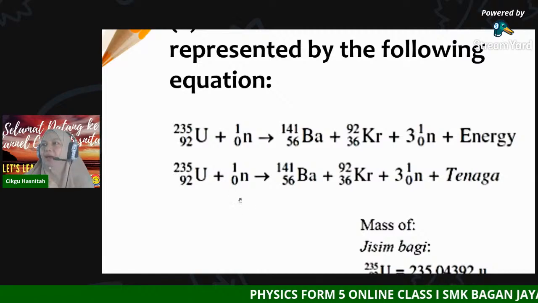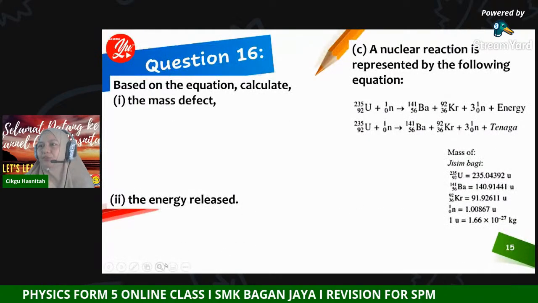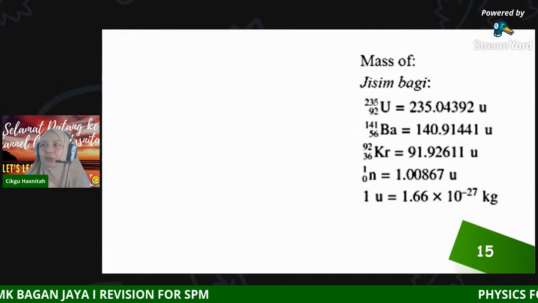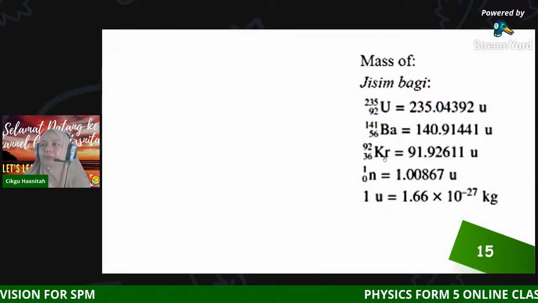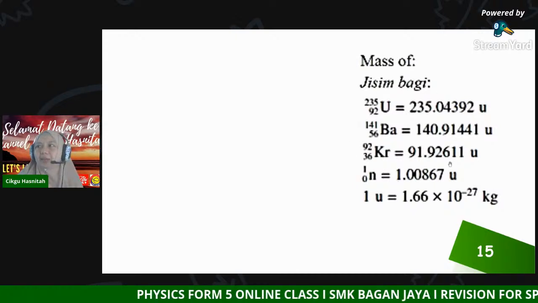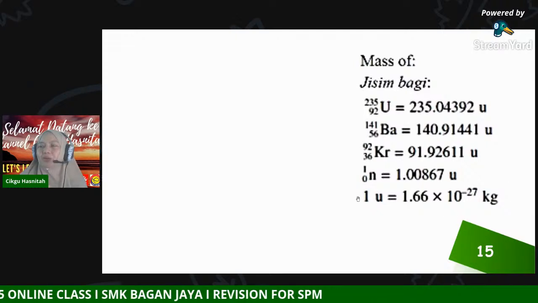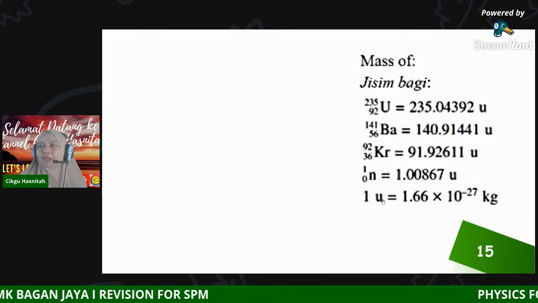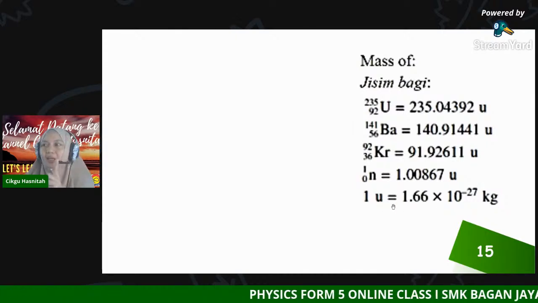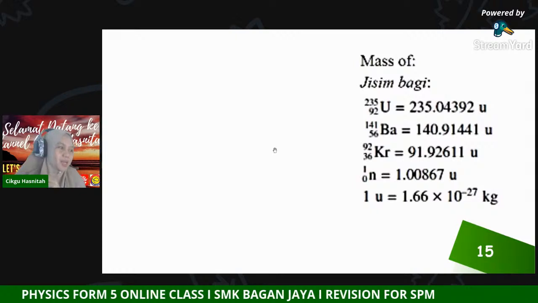Down here is in Bahasa. This is the information given. They give you the atomic mass unit for uranium, barium, krypton, and neutron as well. And down here is the conversion: one atomic mass unit is equivalent to 1.66 times 10 to the negative 27 kilograms.